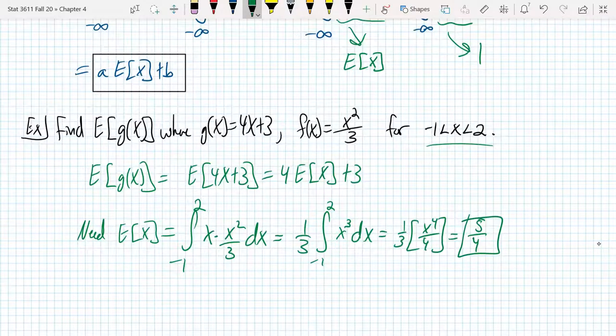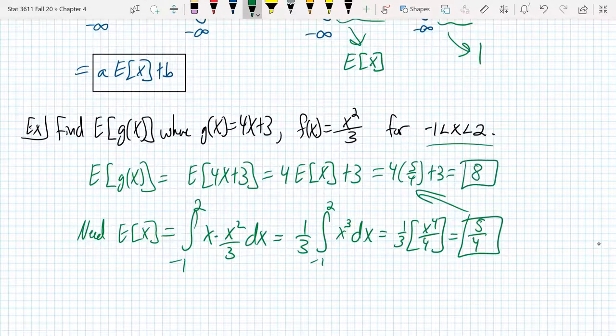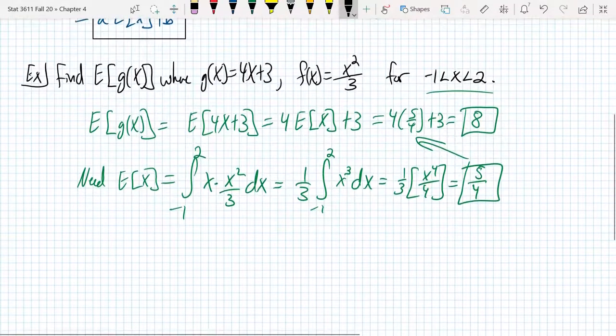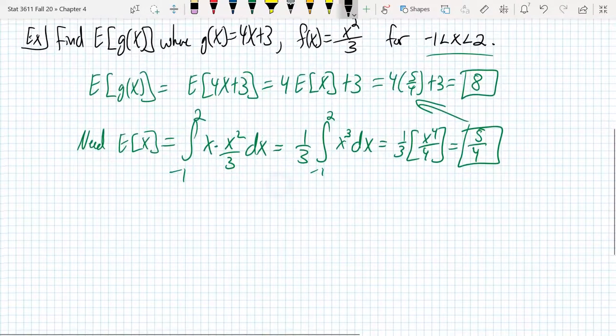5/4. So what is this equal to? What's the expected value of g of x then? This is 4 times 5/4 plus 3, which is 8. Bingo. That is 8. Awesome. There we go. So that's how we can apply that theorem. So that's kind of nice. Okay.